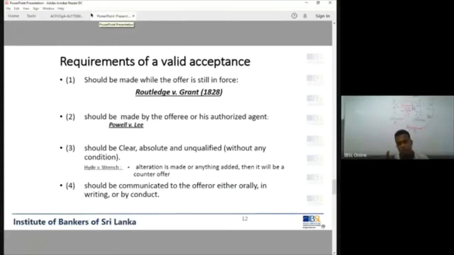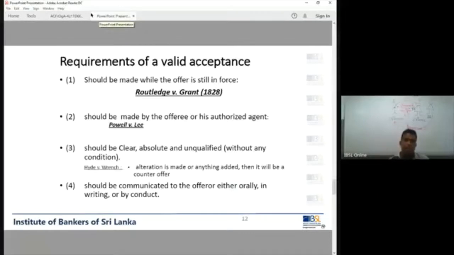This is very important. I'm repeating again, listen very carefully. If the mode of communication is not mentioned in the offer, the offeree can accept either orally, by words, or in writing, by way of a letter, or also by conduct.